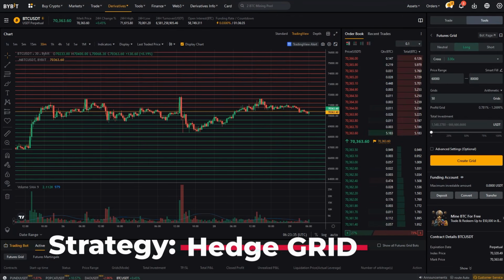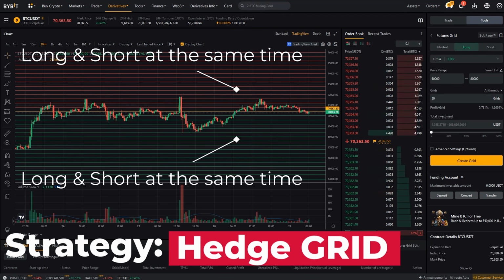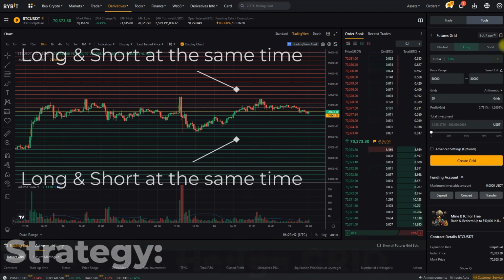Instead of using one of the classic grid strategies, I am, for example, using a so-called Hedge Grid strategy. This means that once one of the price points on my grid is reached, a long and short order are opened at the same time. At first glance, this of course does not make sense because these two orders basically cancel each other out.